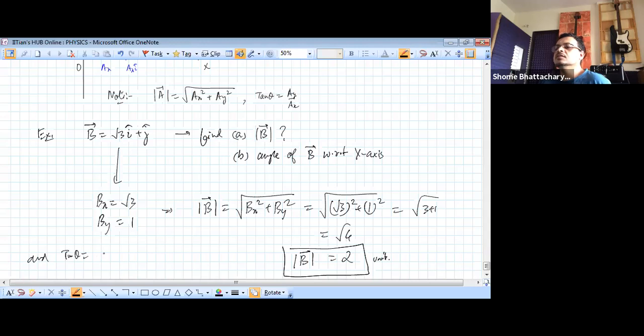And we have tan theta is by by bx. So that is 1 by root 3. So that means theta here is tan inverse of 1 by root 3. So that means the angle it is making with the x-axis is 30 degrees.